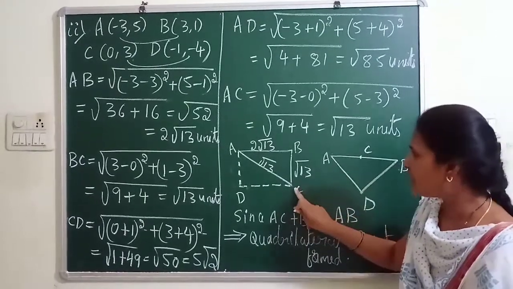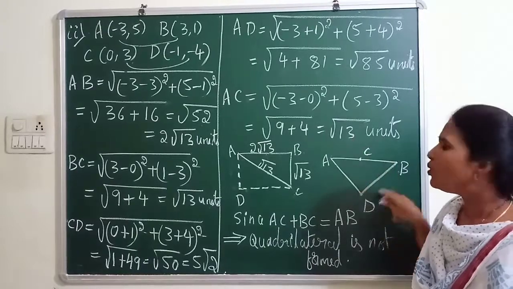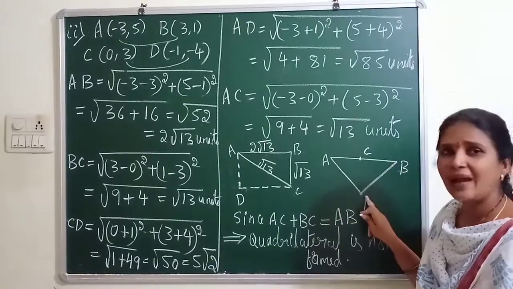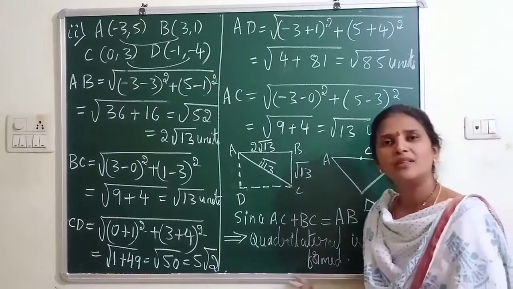ACB, that is, vertex C falls on AB. It becomes a straight line, so there are no 4 vertices. Here I only got a triangle instead of a quadrilateral. Hence a quadrilateral is not formed in this case.